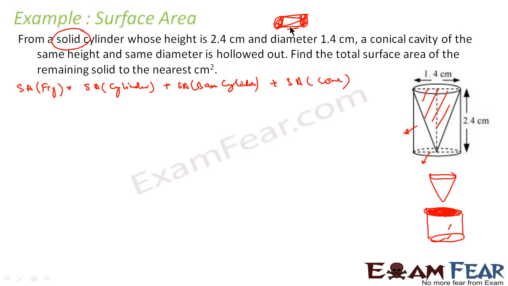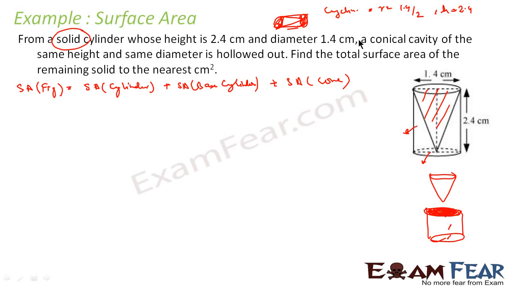Now let's see if we have the data. To find surface area of cylinder, we need R and H. We have R, that is, I'll write here for cylinder. R, radius, is 1.4 by 2 because diameter is 1.4. And height is 2.4 meter.